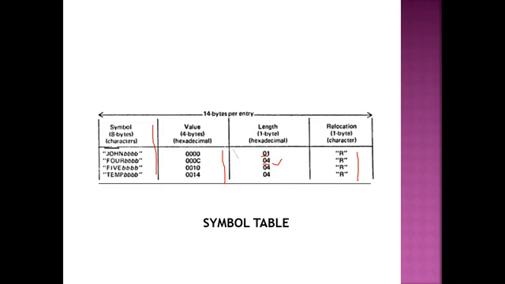I have to know, when I'm loading it into the main memory, what the address is, and then add that to my relative address. Only then will I get my absolute address. It has to be relocated. All these are relocatable values.